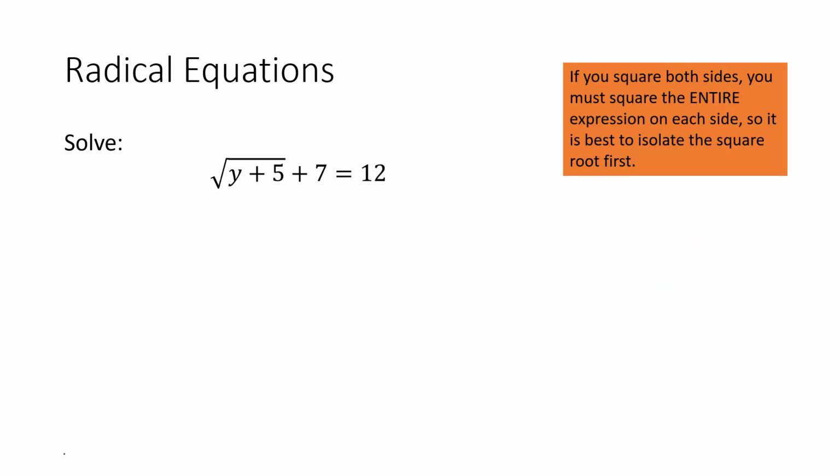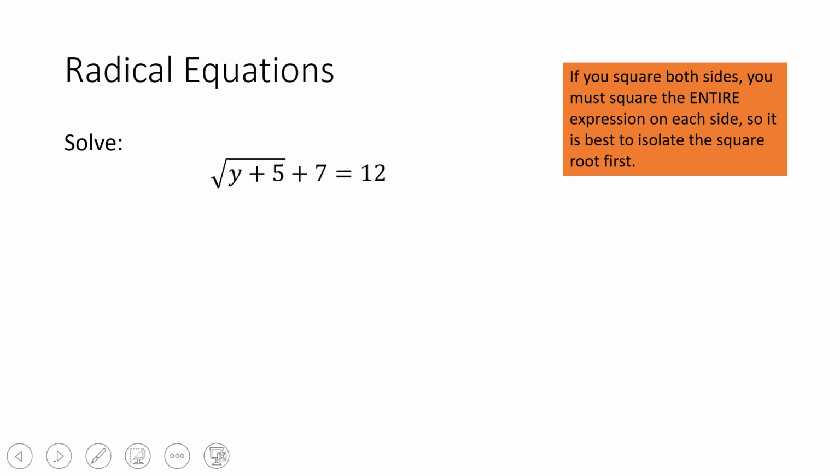Now, here's a reminder. If you're going to square both sides like we just did, you have to square the entire expression on both sides. So now, if I just go ahead and square this, you'll notice that I would have to FOIL this out, and that is not going to be fun. So the better way to go about this, the cleaner way, is to isolate the square root first. Okay, so let's try that.